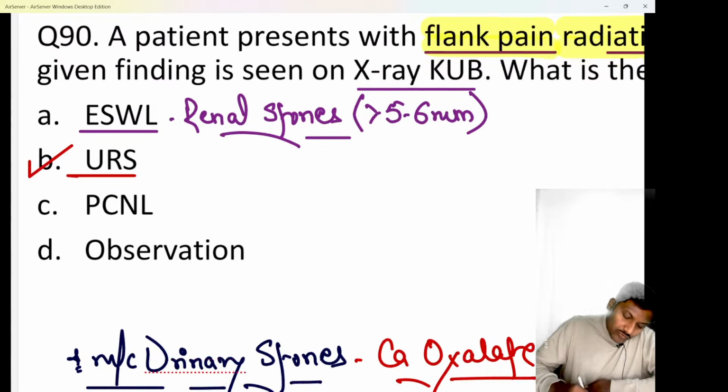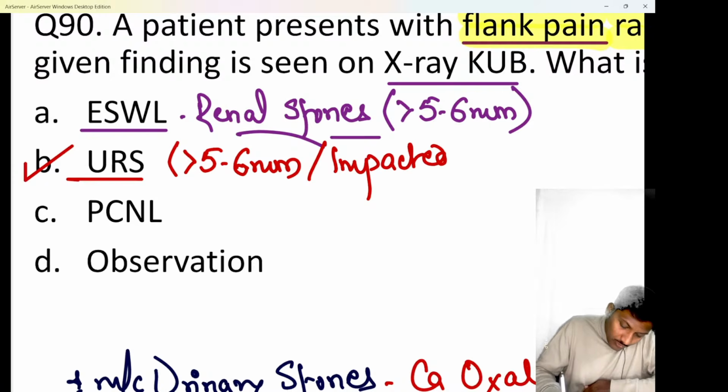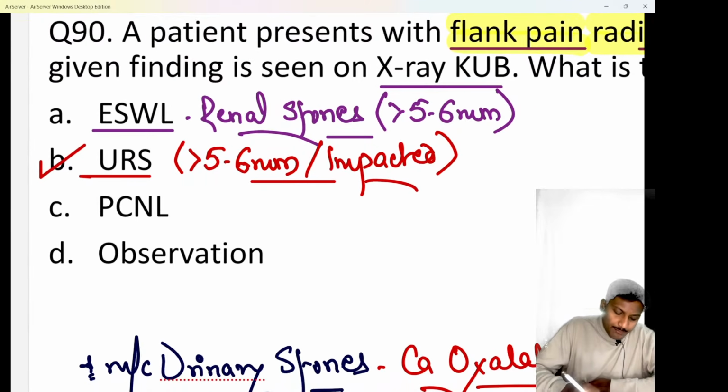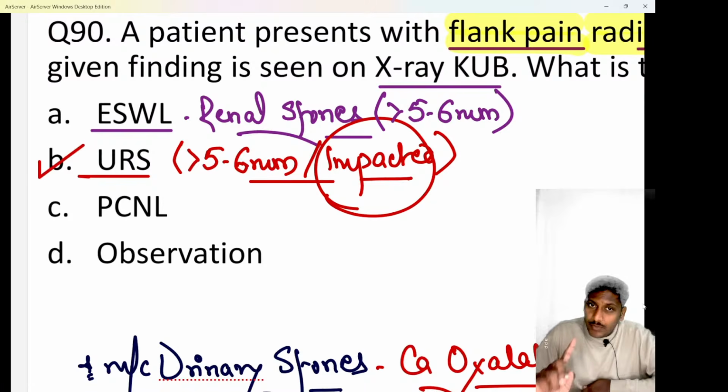It is done usually whenever the stone is in the ureter and whenever the size of the stone is more than 5 to 6 mm, or whenever the stone is impacted. In both these conditions, so whenever the stone is large, more than 5 to 6 millimeters, or whenever the stone is impacted, even if an impacted stone is small, we still have to remove it, ठीक है.